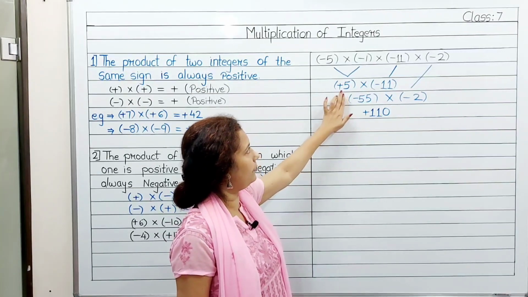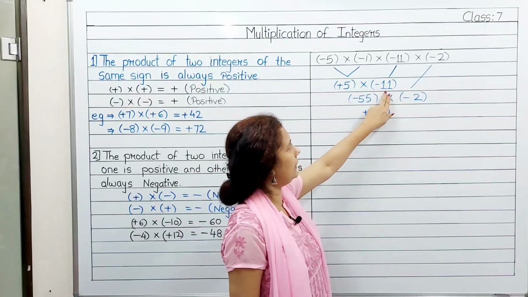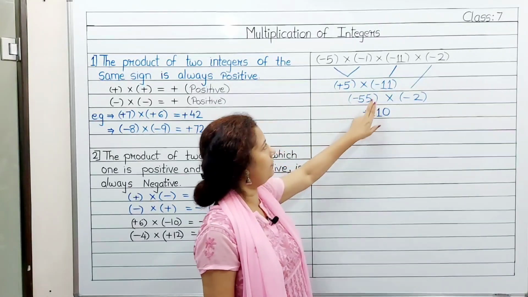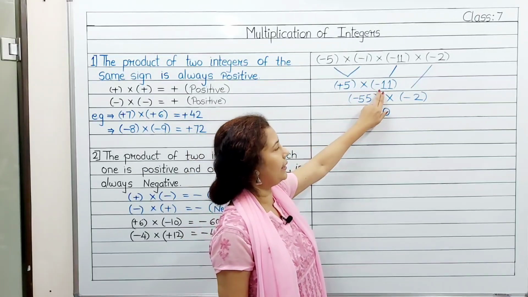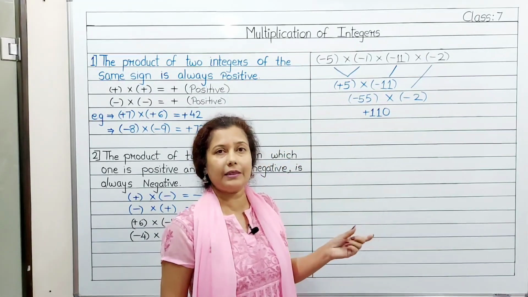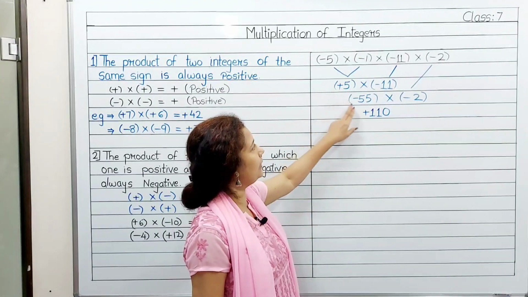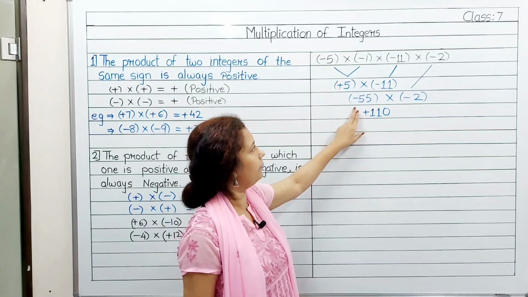So plus 5 into minus 11. 5 into 11 is 55. One integer is positive, one is negative. That means a different sign is there. So the result will be negative.